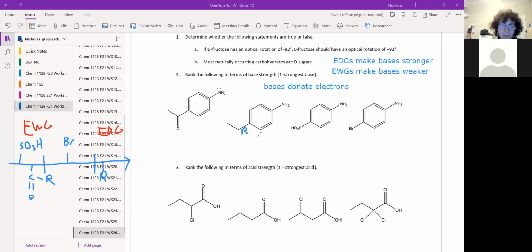So yeah, then it's 3, 1, 4, 2, because the alkyl group is strongest, and then the bromine, and then the carbonyl, and then the SO3H group. NO2 is also far left. It would be here.